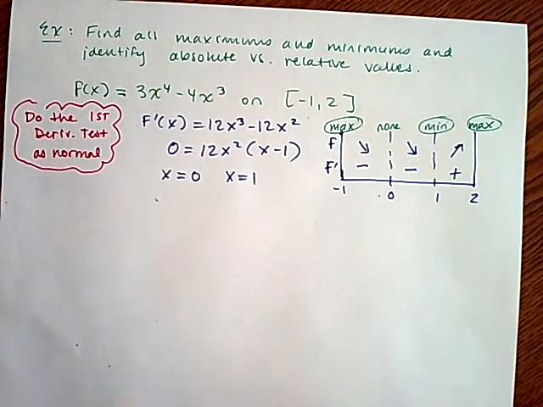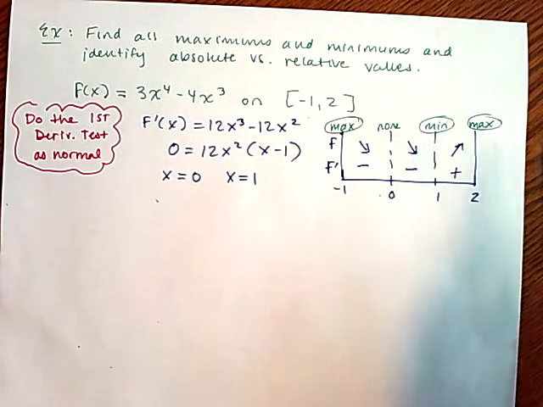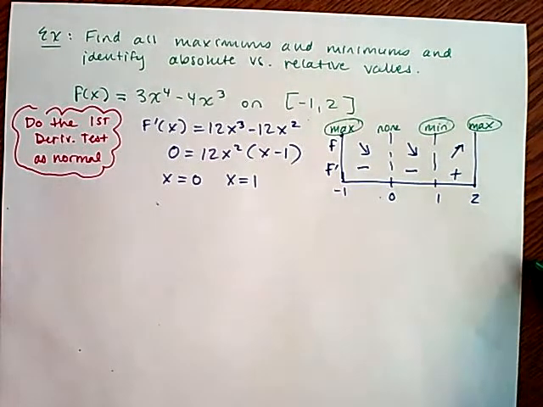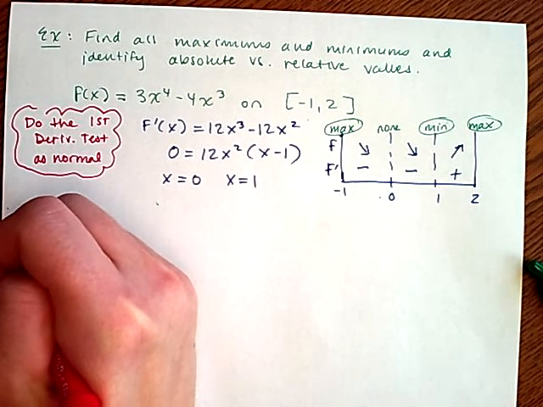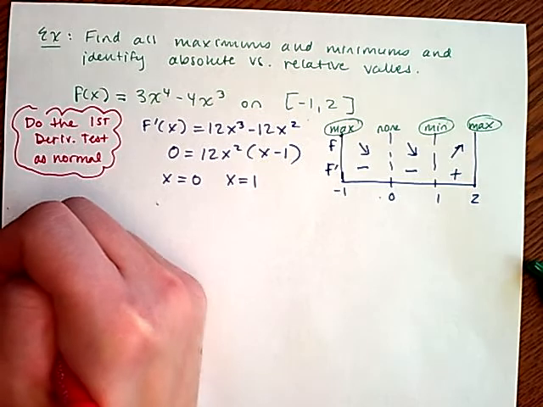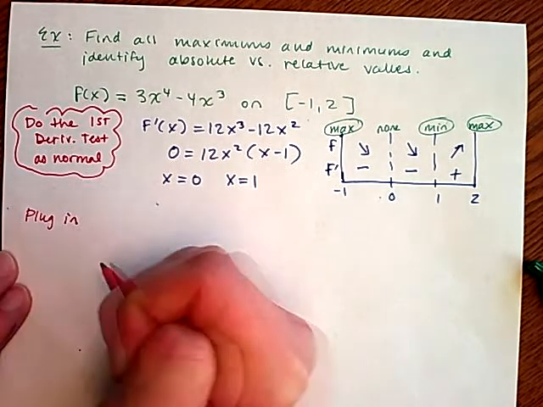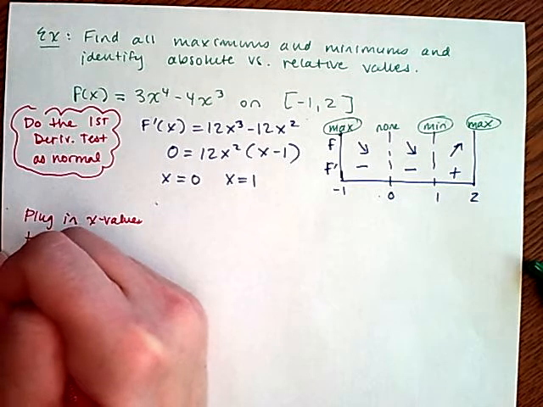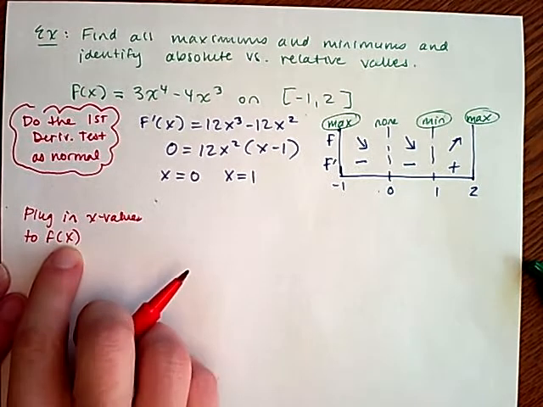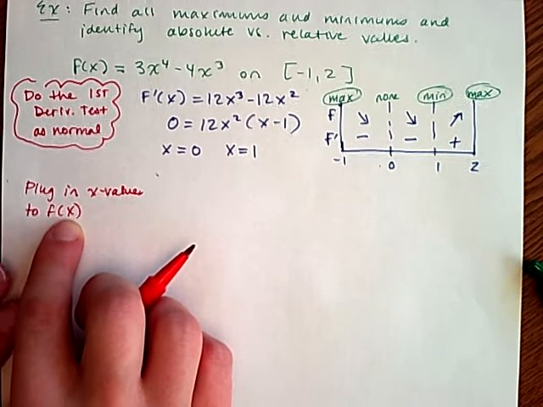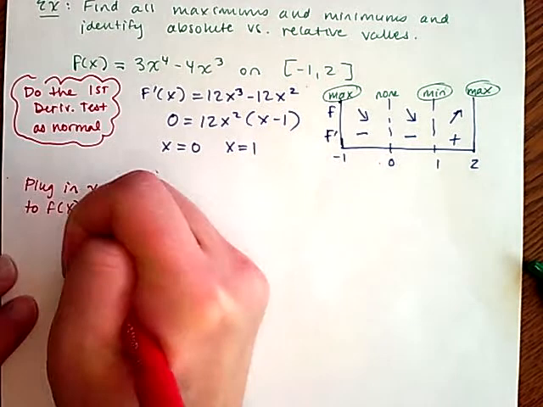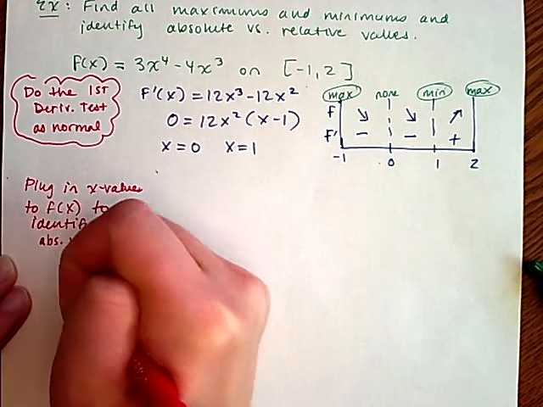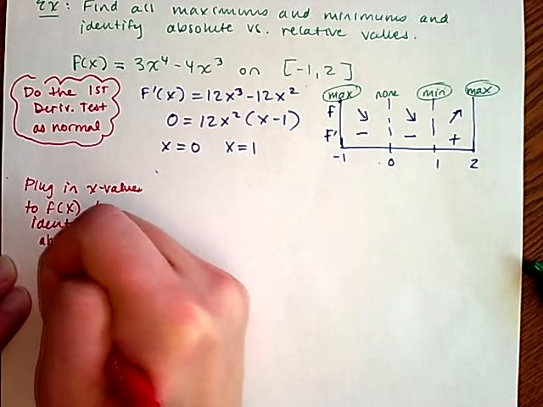Now, in order to actually see which one is the absolute highest point, I need to go back and plug these x values into the original function and see which one gives us the biggest y value. That means it's the absolute extrema. Which one gives us the smallest y value? So we'll say plug in x values. Now, this is important, we care about where f of x is at its highest point. So we're not plugging into the derivative, we're plugging into the original function. So plug into f of x to identify absolute versus relative extrema.